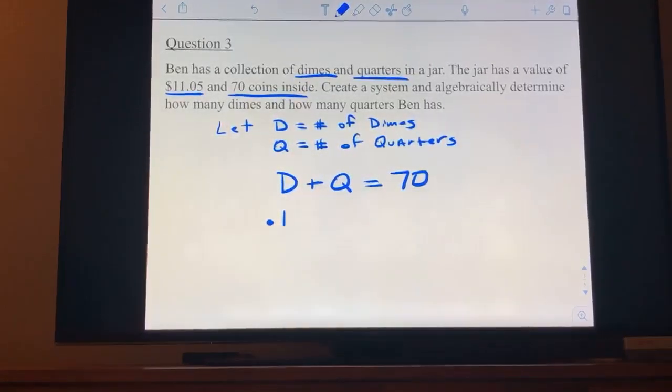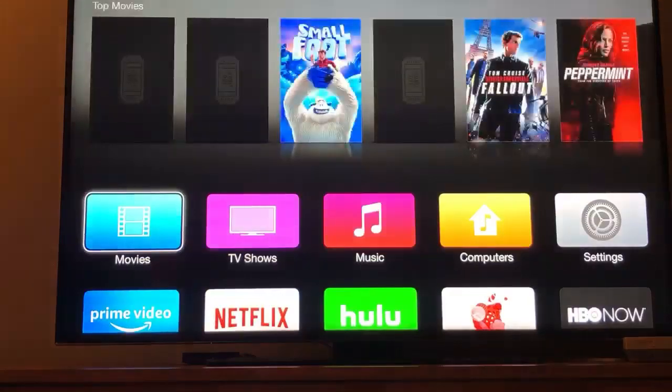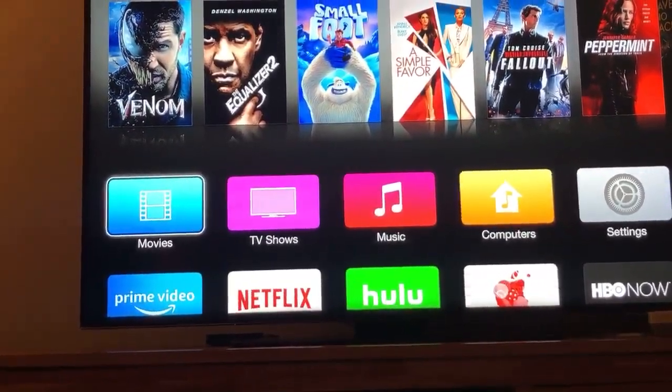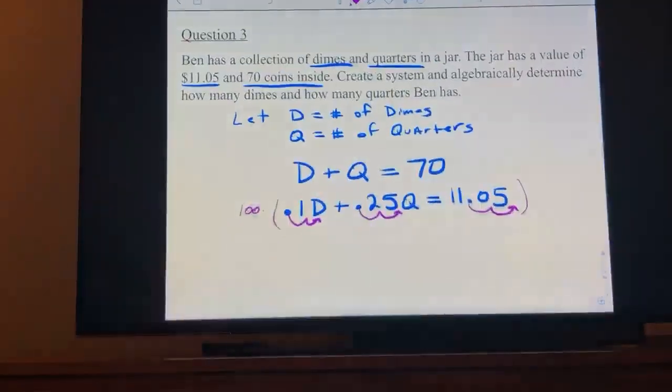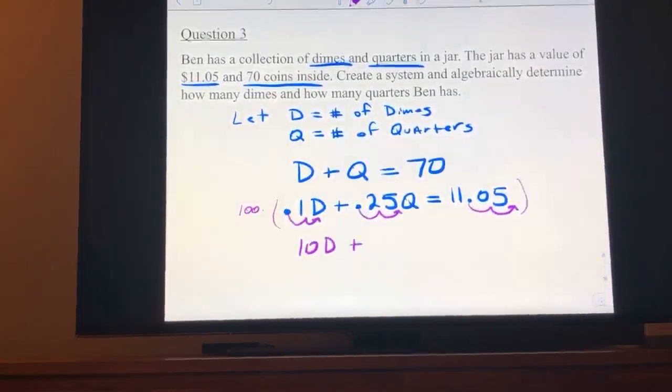And now we can move the decimal over. Not something that's required. A lot of you said that you did like this. Sometimes people don't like working with the decimals. This is basically multiplying the system by 100. If you're curious why we're allowed to do this, just be careful. Whoa, what happened? There we go. Just be careful that you do move it over twice. So that should become 10D plus 25Q equals 1105.